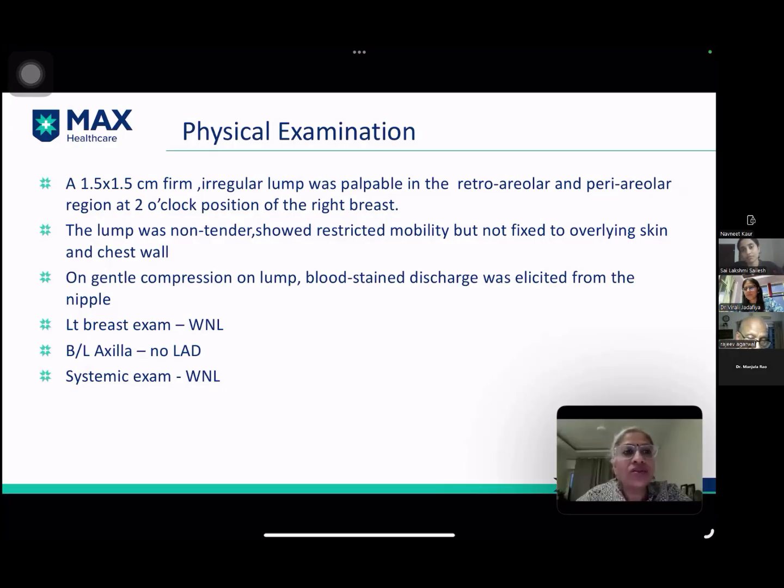We have Dr. Manjula also joining as a faculty, and Dr. Rajinder, both are there. I will request both of them to participate in the discussion in case you have any other important point to make here or even further. Please go ahead. Let us take this case forward, and let's see the mammo images also.